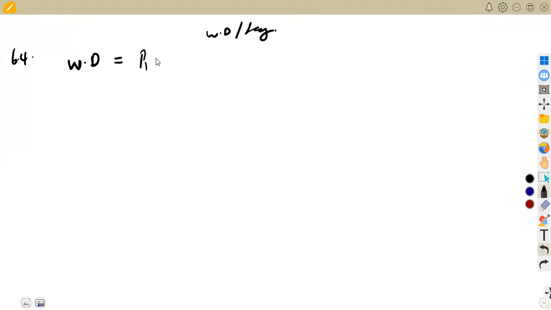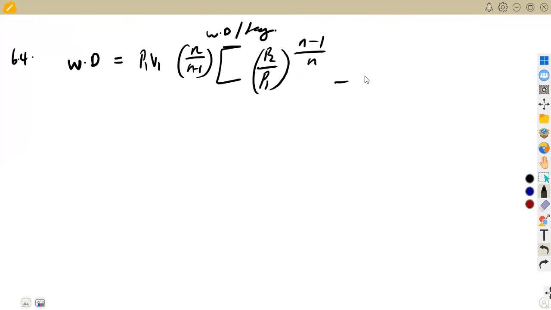All right, so from the first one, we are given that the work done is equivalent to P1, V1, into n over n minus 1. This whole part is going to be P2 over P1 to the exponent of n minus 1 over n, minus 1, like this. All right, so that is it. We are going to have our work done in this case.